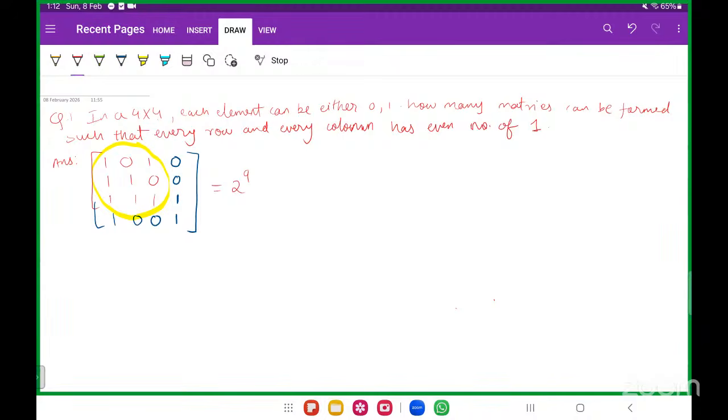You can look at the same problem in another way also. Look here. You have 4 rows. Understand the modulo 2 concept: the sum of the row divided by 2 gives either remainder 0 or remainder 1. There are only two choices; there is no other choice.